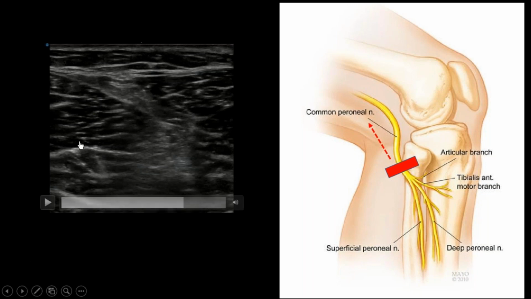So the most common sources of compression at this site are space-occupying lesions like a ganglion cyst, or it can also be caused by prolonged bed rest, where the lateral aspect of the knee is pressing against some structure, because you have atrophy, you've lost a lot of subcutaneous tissue and muscle tissue, and you are more prone to compression neuropathy because the nerve is traveling right over the bony part, the fibula.